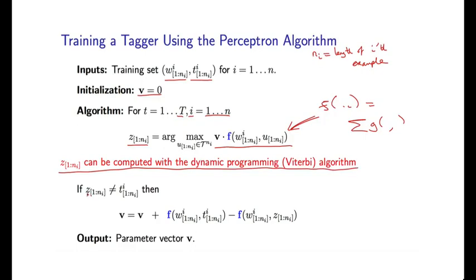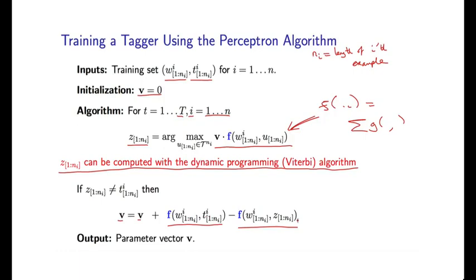If the output from our model Z is not equal to our target output T, so if there are one or more tag errors in this sequence we proposed, then we do this very simple update again. We say v equals v plus f minus f, where this f looks at the correct tag sequence and this f looks at the incorrect tag sequence.